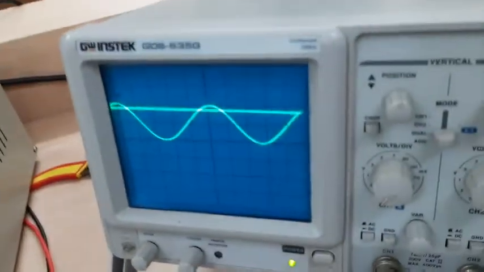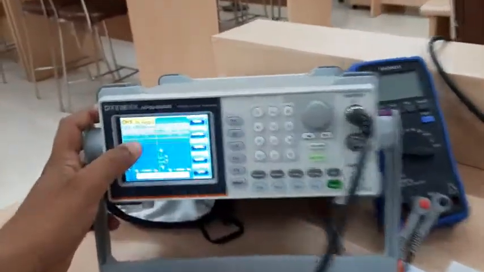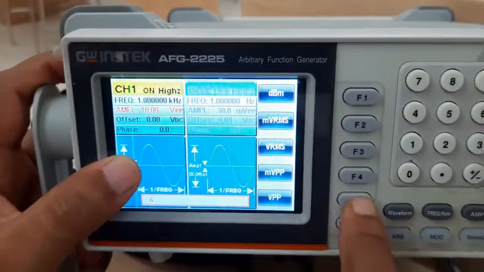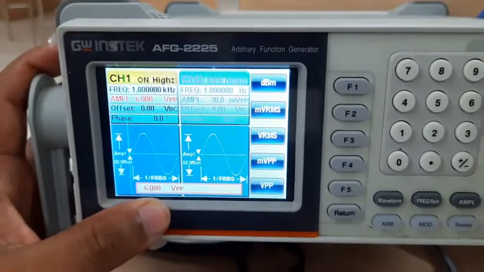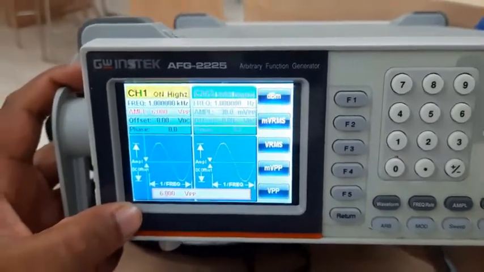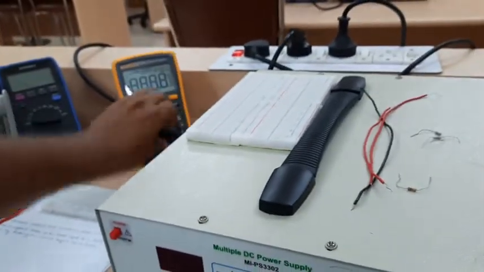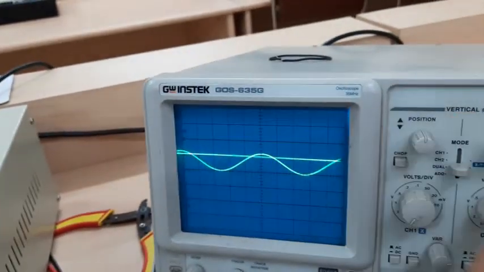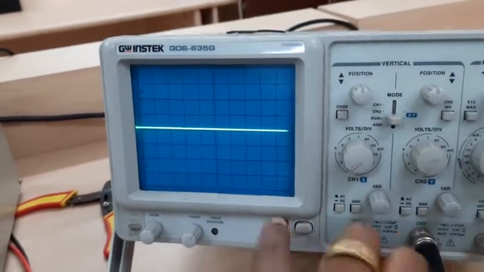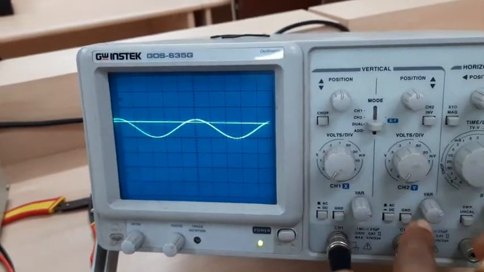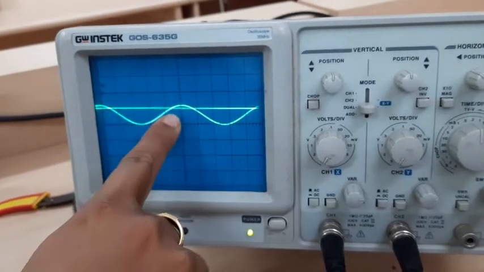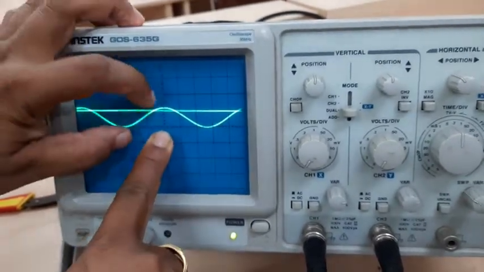Okay, we can see here my input signal is now this one. I am supplying 6 volt in the function generator. Once again I will set it to 6 volt. Now the voltage is 6 volt and the frequency is 1 kilohertz. You can see here one division. If I ground both the channels and release it, you can see this is 1.2 division into 5 volt per division. It will give the input of 6 volt.